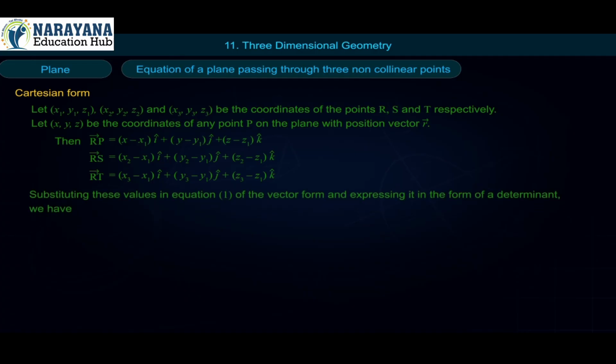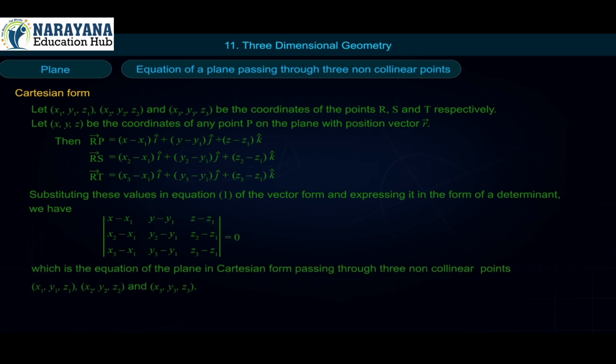Substituting these values in equation 1 of the vector form and expressing it in the form of a determinant, we have the determinant with rows (x − x1, y − y1, z − z1), (x2 − x1, y2 − y1, z2 − z1), (x3 − x1, y3 − y1, z3 − z1) equal to 0, which is the equation of the plane in Cartesian form passing through three non-collinear points (x1, y1, z1), (x2, y2, z2) and (x3, y3, z3).